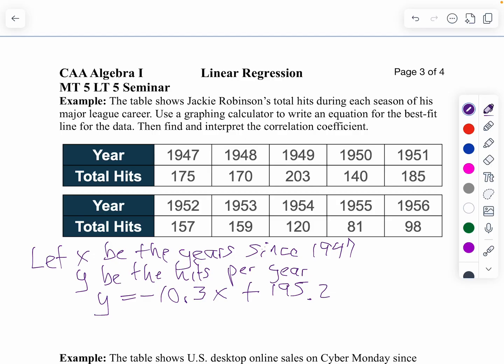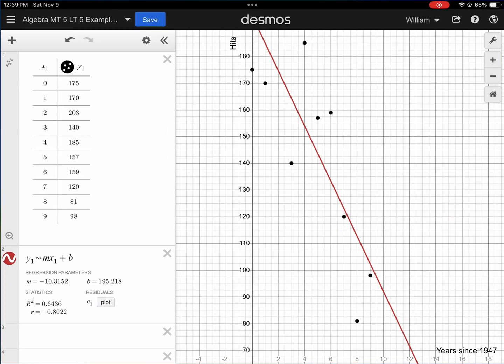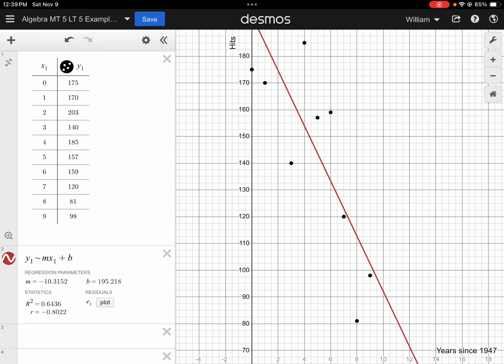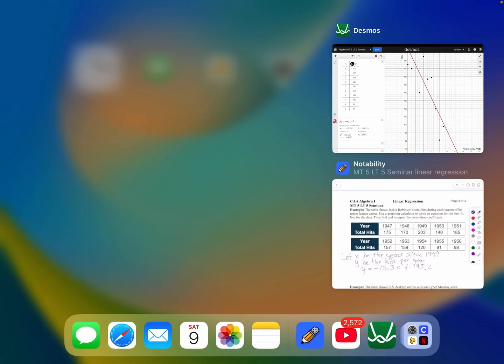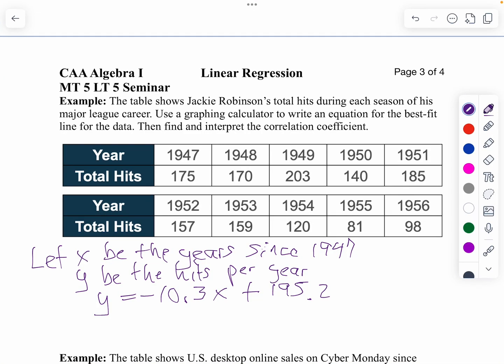How well is it on the line? Well, look at your correlation coefficient. My R is -0.8. -0.8022 if you want to be exact. But I'm going to say -0.8. Which means it fits it pretty well, doesn't it?